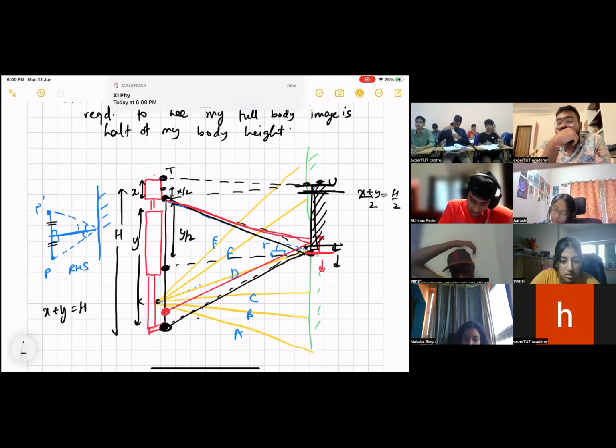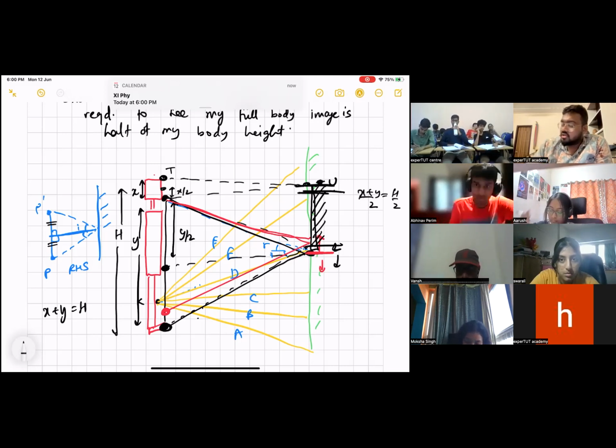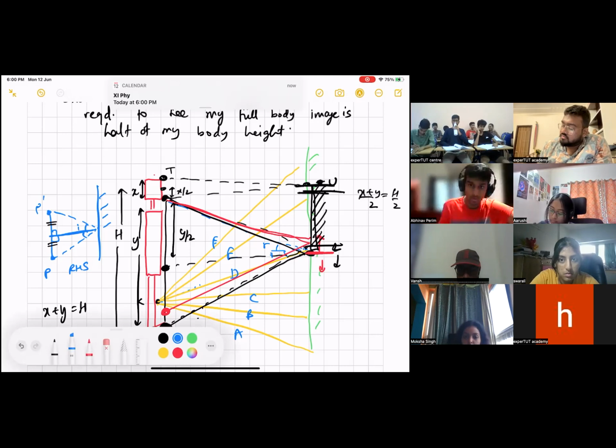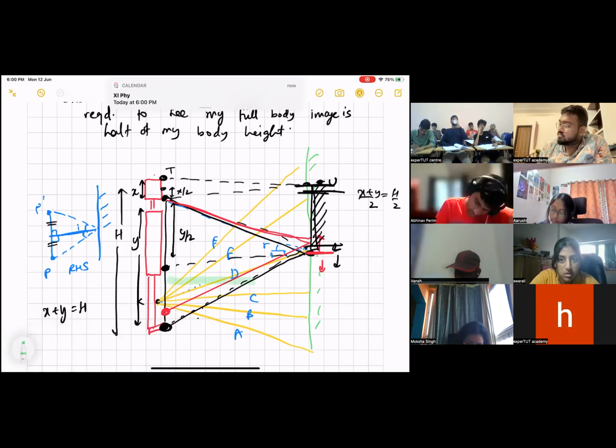Sir, what will be the distance from the mirror? It doesn't matter. Good question. This doesn't matter. You're asking about this distance, the green one, right? Yes, sir. It doesn't matter.